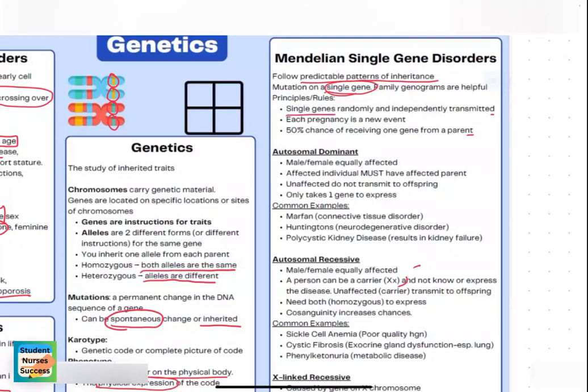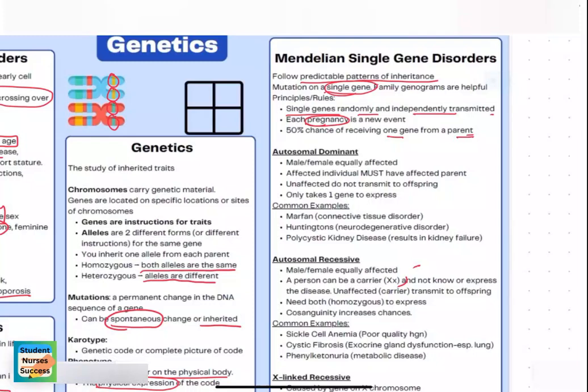One is that single genes are randomly and independently transmitted. Each pregnancy is its own new event, so it's not related to a prior one. So if you have a 1 in 4 chance of having a baby with this disorder, each pregnancy is a 1 in 4 chance. There's a 50% chance of receiving one gene from each parent.